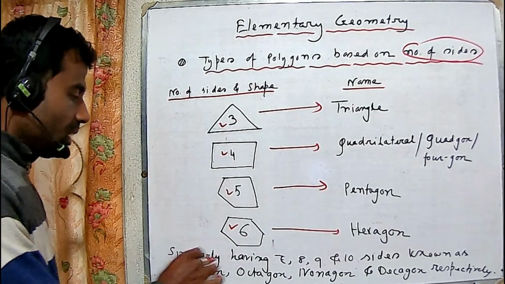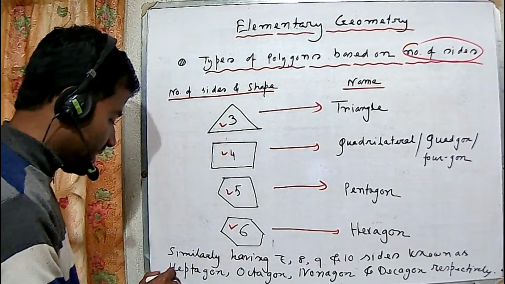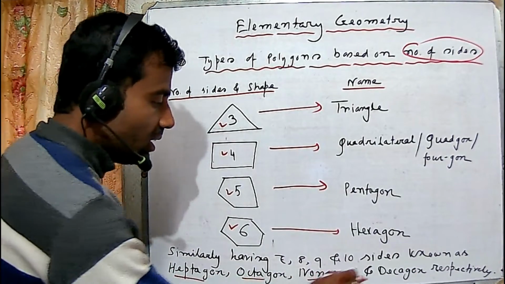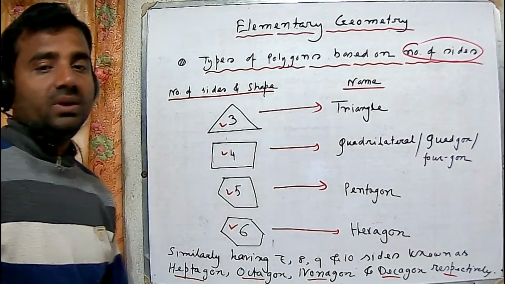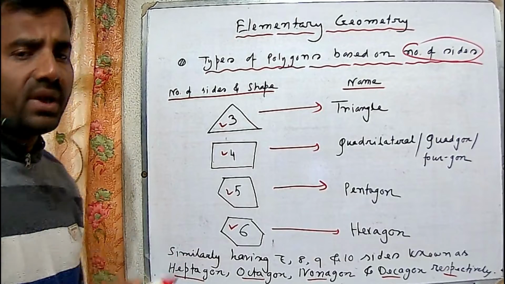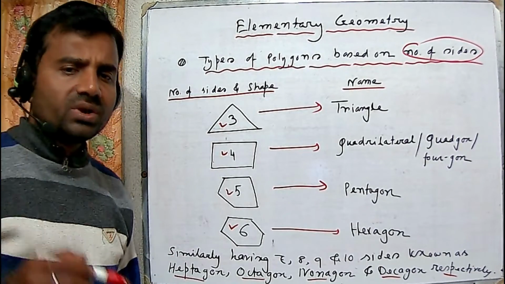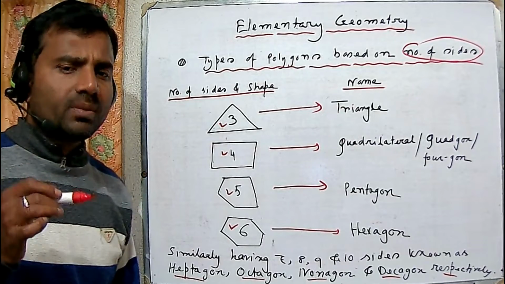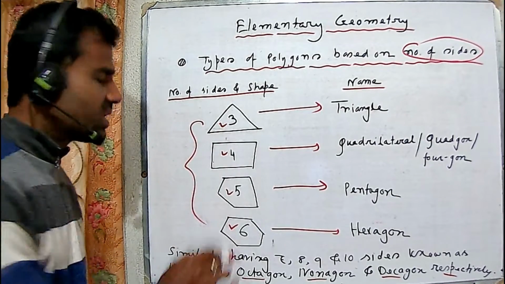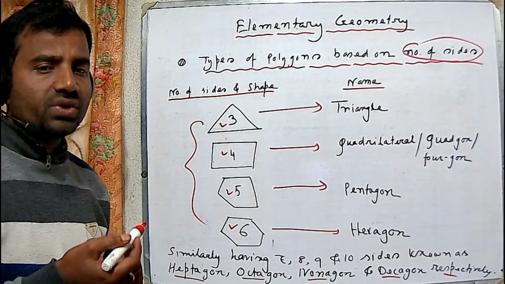Similarly, having 7, 8, 9 and 10 sides are known as heptagon, octagon, nonagon and decagon respectively. A polygon may have more than 10 sides, maybe 11, maybe 12, maybe 1000, maybe 10,000, etc. An unlimited number of sides may occur there. And the shapes depend upon you and me, that is our own wish.